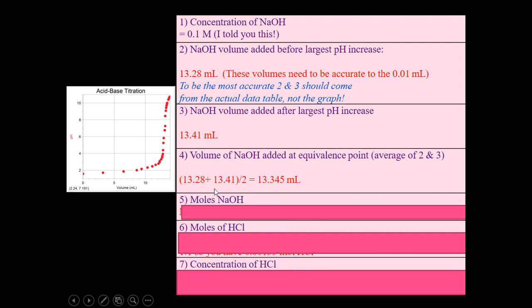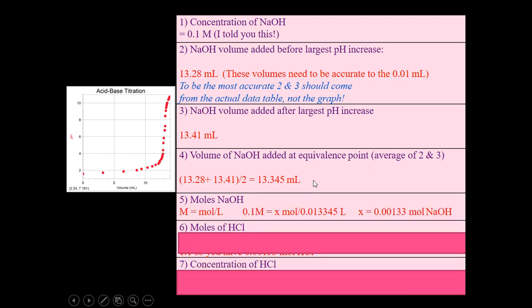What we care about is we then take the average of those two, divide by 2, and there is the actual volume that you'd have. That would be the equivalence point where the H's and the OH's match. Then I just use some simple mathematics with dimensional analysis. I say, okay, I got this many milliliters of that. Well, if I convert that to liters and multiply that times the 0.1 moles per liter, I would find out that I have exactly 0.00133 moles of sodium hydroxide, right?